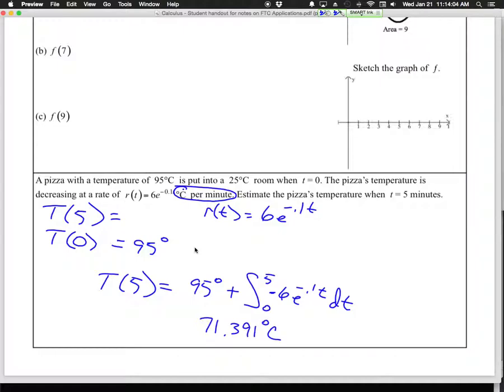So always make sure your answer is reasonable. It should have been very obvious that 118 was not reasonable because our pizza should not be getting hotter. It should be cooling off. So if you're going to use the fundamental theorem of calculus to find function values, how do you set that up? I don't want specifics, just in general. What do I start with? My starting y value plus the integral. That gives me the function value I'm looking for.